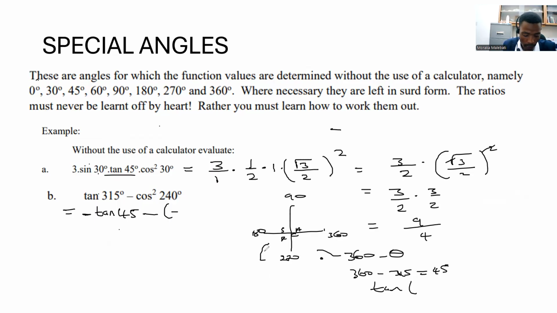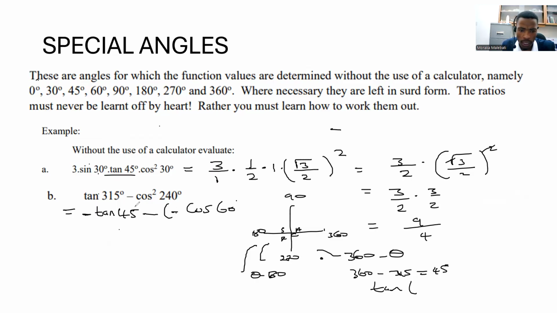If we say 180, we are having 240 minus 180, which is 60. Remember, what did we say about reference angle? We say it's theta minus 180. So here you will say 240 minus 180 is 60. Therefore, you will say it's the cosine of 60 degrees.